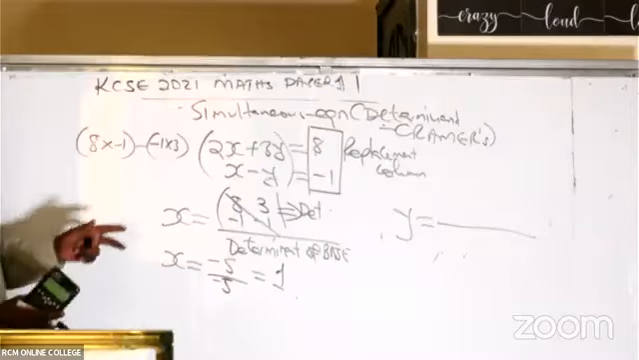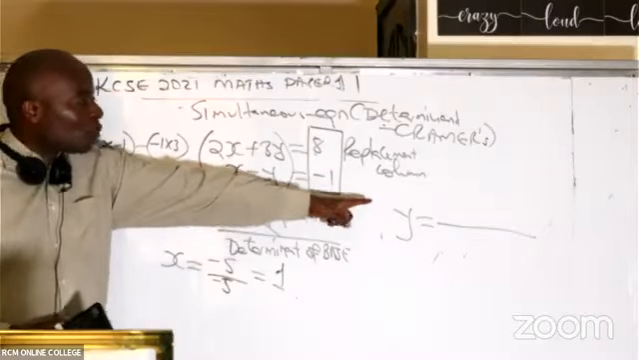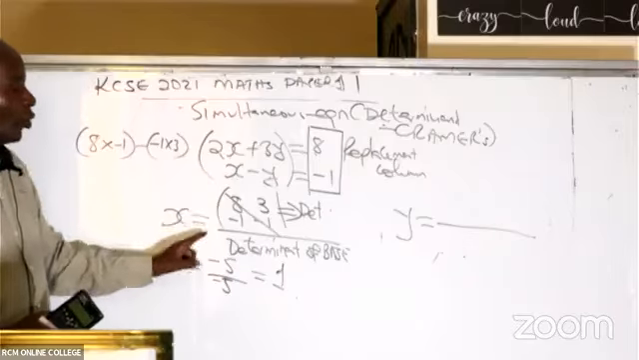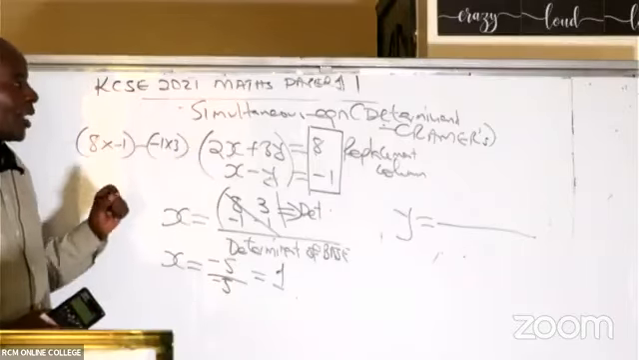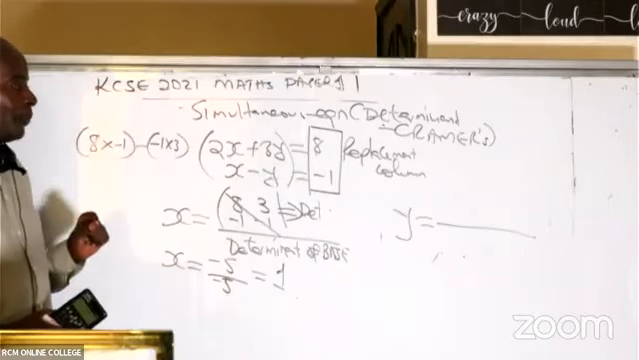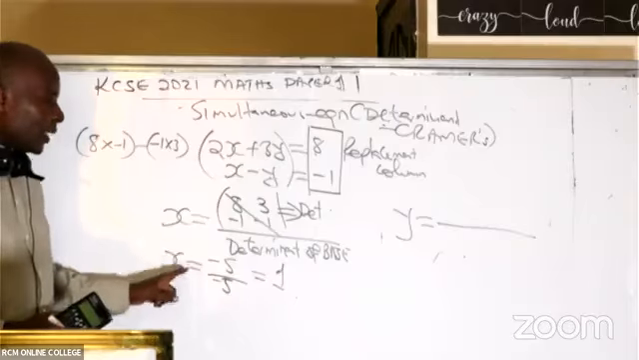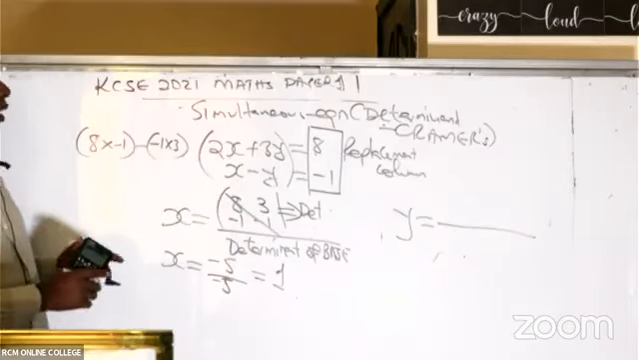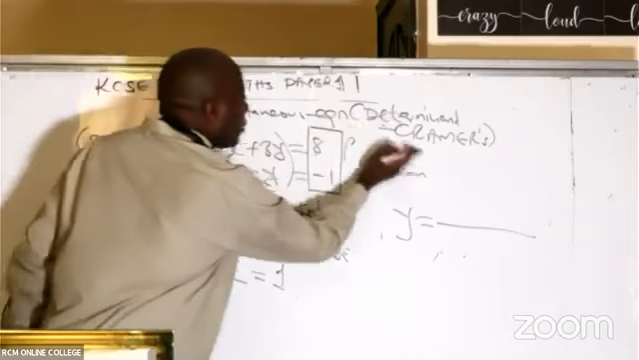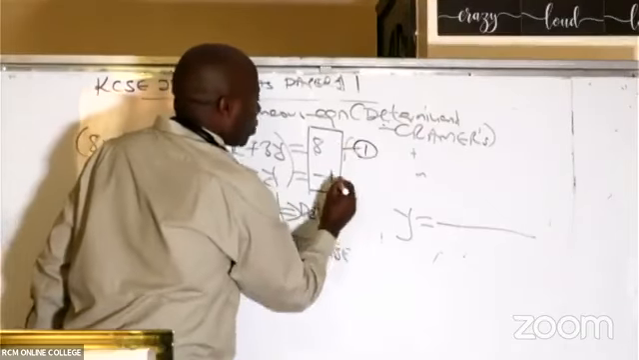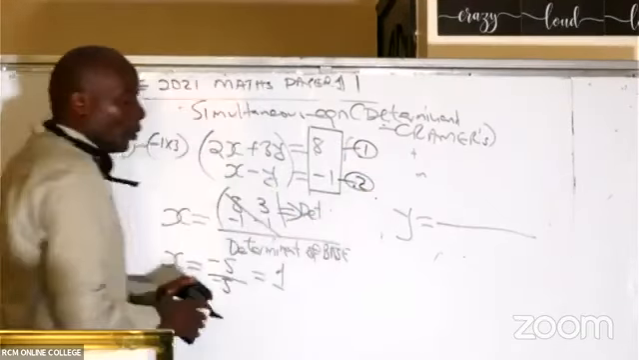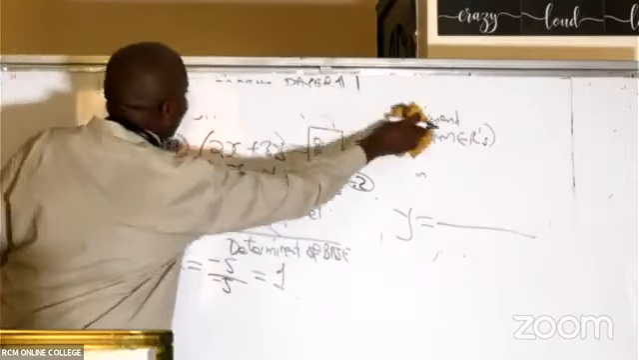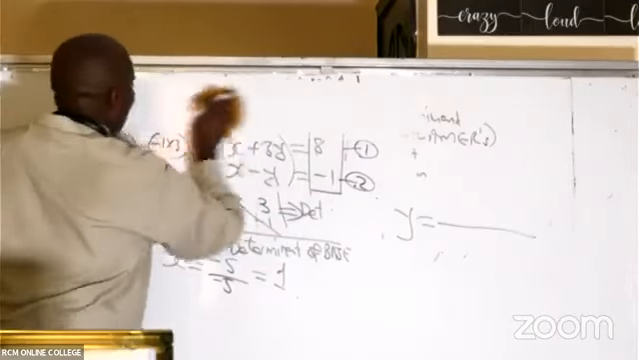So to get the value of y, I don't even have to go this approach of Cramer's. I can substitute, isn't it? I can substitute for x in any of the two equations. So once I get the value of x, ladies and gentlemen, I can substitute for x in any of the two equations here. So assuming this is equation 1 and this is equation 2, to be able to get the value of y, this is how I will get it.